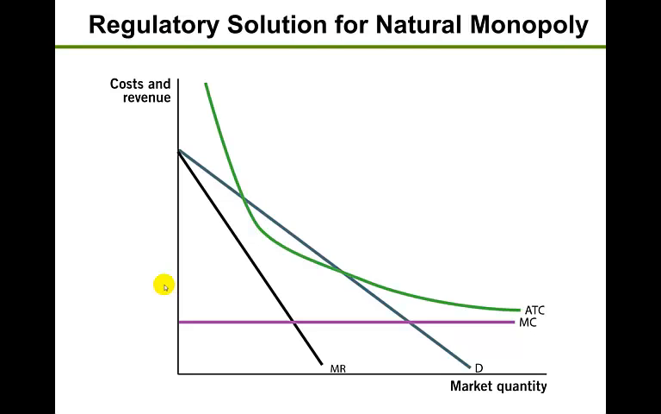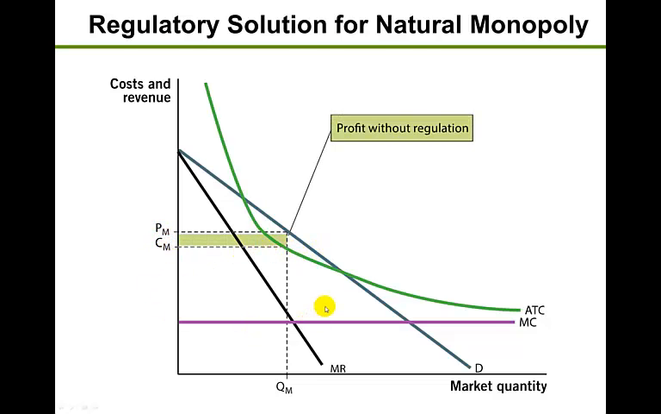So where is our natural monopoly going to produce? Well, it's going to produce where marginal cost is equal to marginal revenue. It's here. What price will it charge? Trace that up to the demand curve and over. That's the price. What will this natural monopolist's profits be? Well, it's the difference between the price and the average total cost curve at this quantity. So here's our natural monopoly profit.